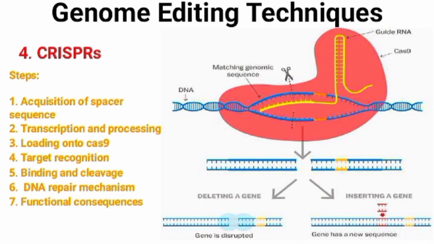The last technique used in genome editing is the CRISPR Cas9 system, which is a powerful tool for genome editing that originates from the bacterial and archaeal immune system. It begins with the acquisition of spacer sequences from invading viruses or plasmids, which are incorporated in the bacterial or archaeal genome within CRISPR arrays. These spacer sequences are then transcribed and processed into mature CRISPR RNAs by Cas proteins.